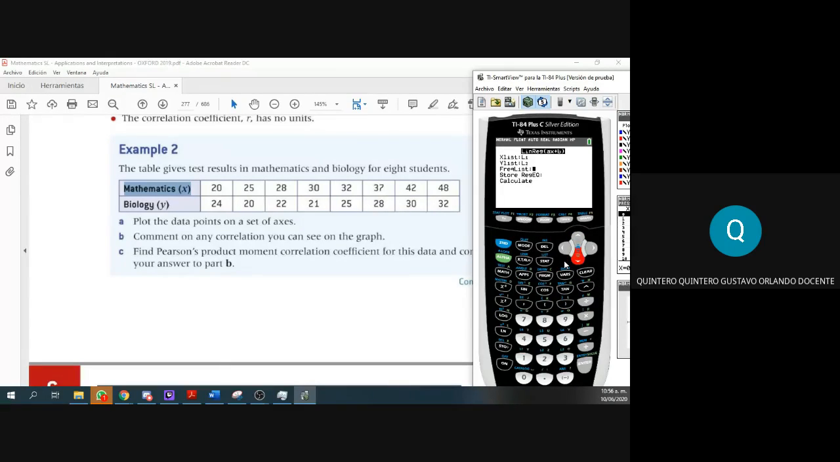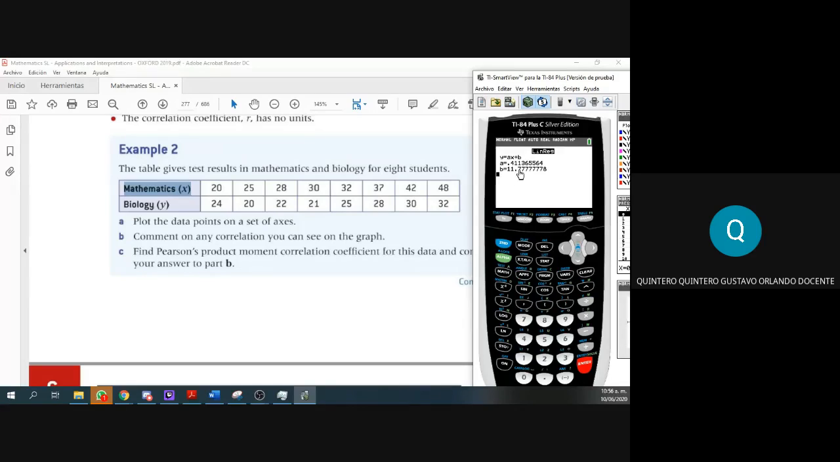Now, frequency list. We don't have a frequency list here. We're not gonna write anything there. Stored regression. We could store a regression right now, but we're not gonna do it. We don't want to. We are not looking for that right now. Eventually, I'm gonna teach you how. From here, we just press calculate. It's gonna take a little bit, and then we have our information.